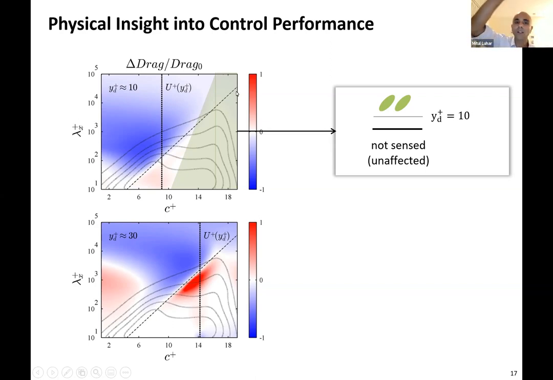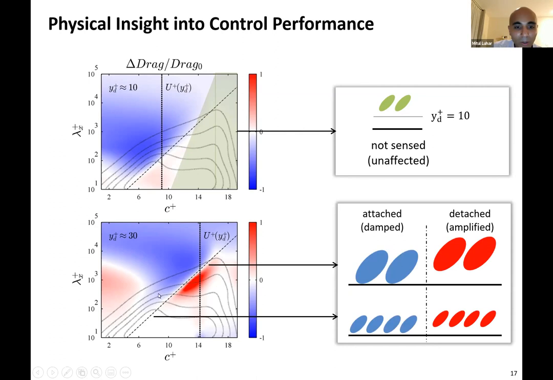These modes tend to localize where the mode speed matches the local mean velocity. And so essentially, these are all of these modes that are further from the wall, and they're essentially not sensed at the detector. So these modes are not affected, which is why you see these swaths of no change in amplification or suppression.